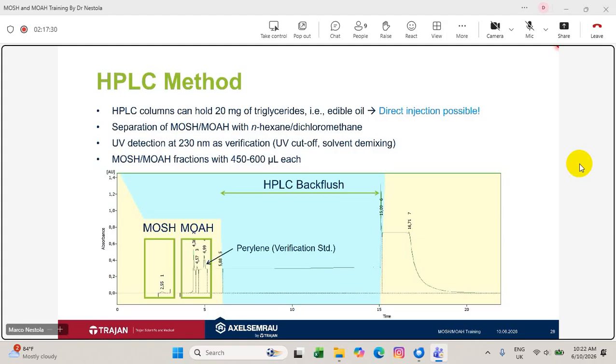If the column is contaminated, how long can we use the 100% dichloromethane? If you want to reactivate the column, you can flush it all the time. So for 10 hours, not a problem.